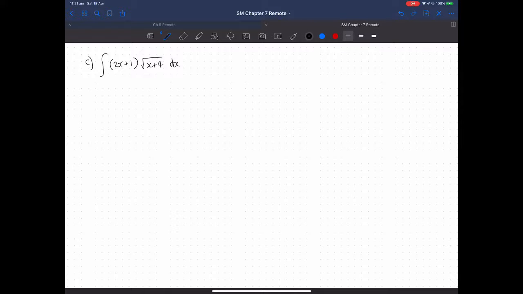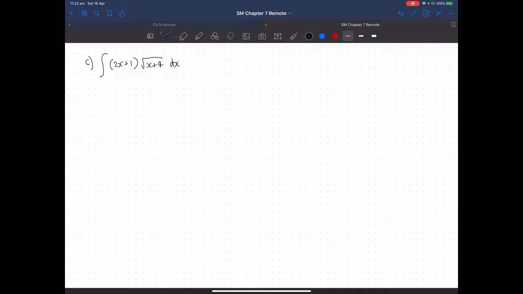This example uses a different technique to start off with, but ultimately it will be the same change of variable. What we're going to do is look at the linear expression we have at the start, 2x plus 1, and then we have the square root of x plus 4. We can see that if you differentiate x plus 4, as we've done before, we'd get 1.